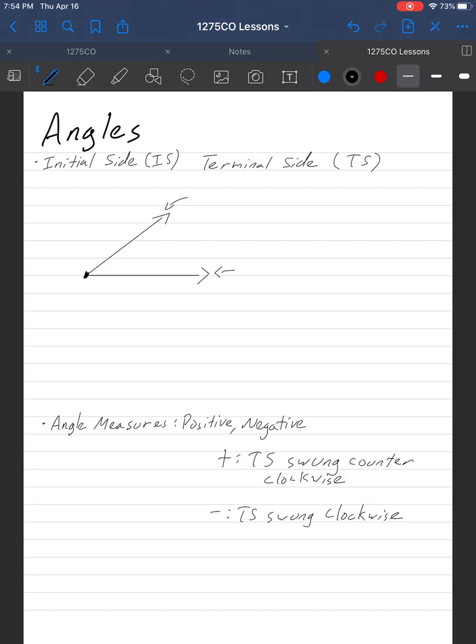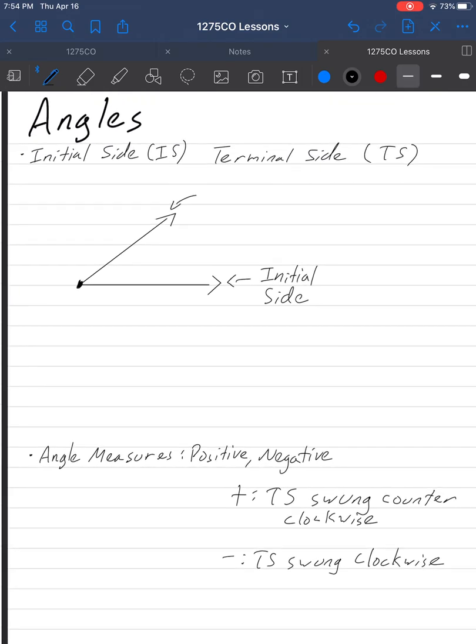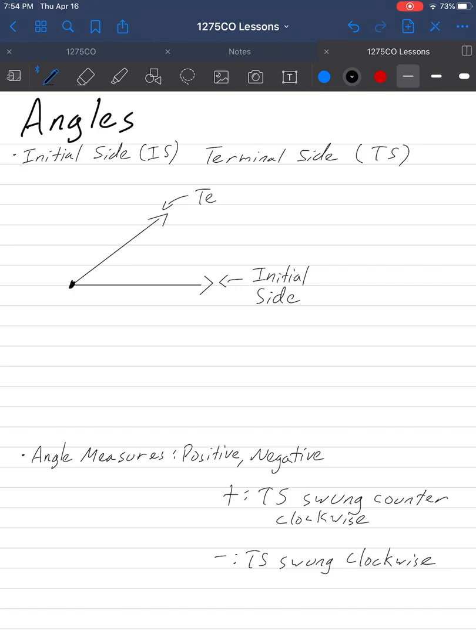An angle is made up of two basic components. Both of them are rays. We have a ray that starts in one point and goes on forever in any direction it chooses. What we have here is one ray called the initial side, and we have another ray called the terminal side.